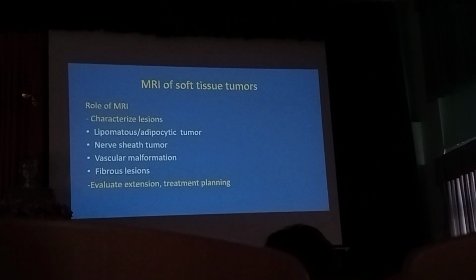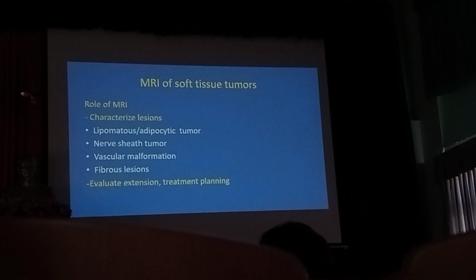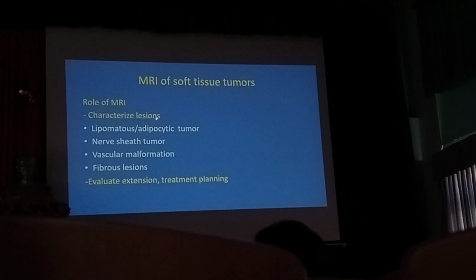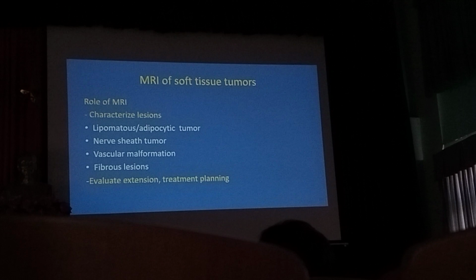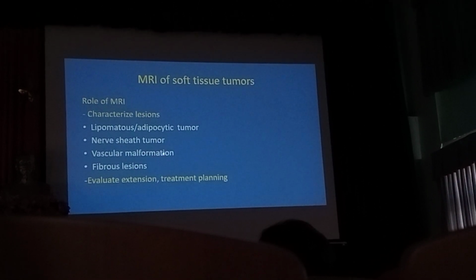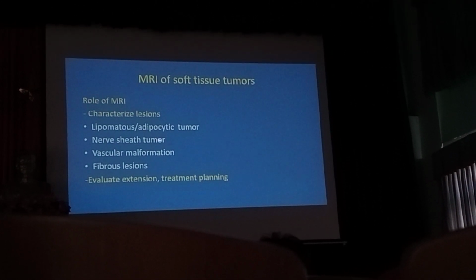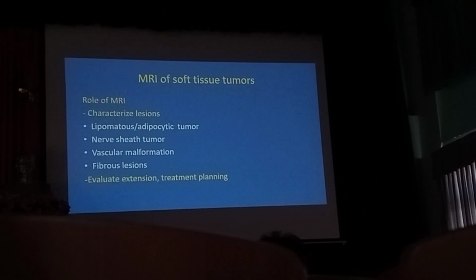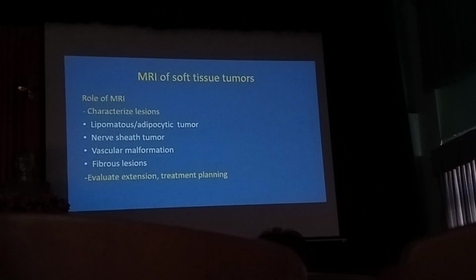And I move forward to MRI, and I want to tell you that MRI is very helpful because it can characterize the lesion and compare the lesion with the pathological findings. Also it can help you to evaluate the extension and for treatment planning. There are 4 types of tumor that you can tell based on the MRI signal intensity and correlate with the pathology.